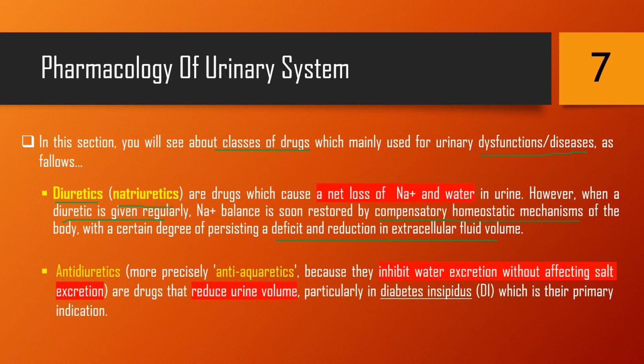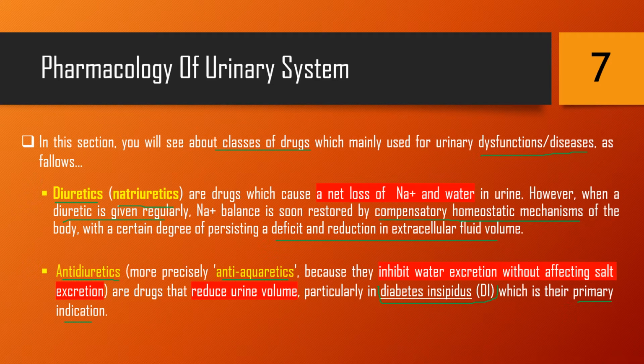Second are the antidiuretics or antiaquatics. Because they inhibit water excretion without affecting salt excretion, they are drugs that reduce urine volume, particularly in a patient with diabetes insipidus, which means the loss of water through urine. To prevent the loss of water in urine, we give antidiuretics to such patients, and that is their primary indication.